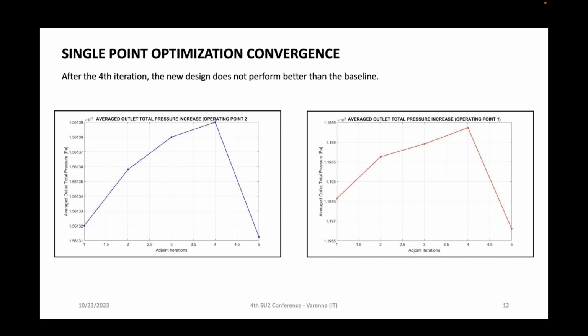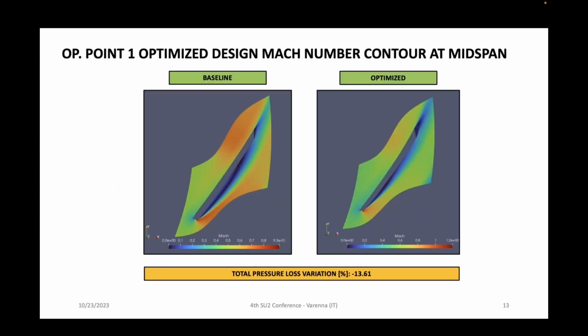Also, we established the convergence, noticing that after the fourth iteration of our adjoint, the new design was not performing better compared to the baseline design, and hence the four iterations in this case were okay for us.